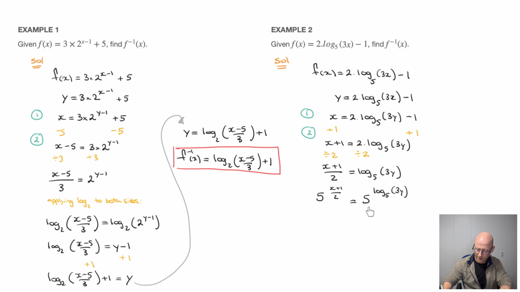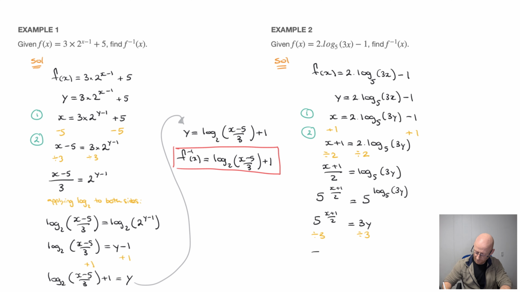But now on the right-hand side here, since 5 to the power of x and log base 5 of x are inverse functions of each other, this power of 5 and this log base 5 cancel each other out. And this entire right-hand side simply turns into 3y. So writing that out here, this becomes 5 raised to the power of x plus 1 over 2 equals 3y. Finally, all we have to do now is get rid of this 3 that's multiplying the y, which we do by dividing both sides of this equation by 3.